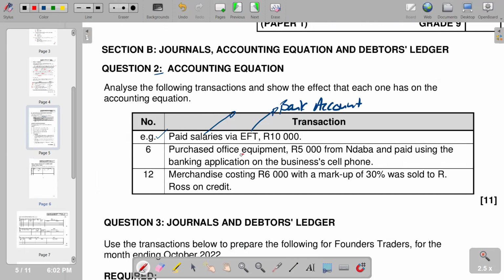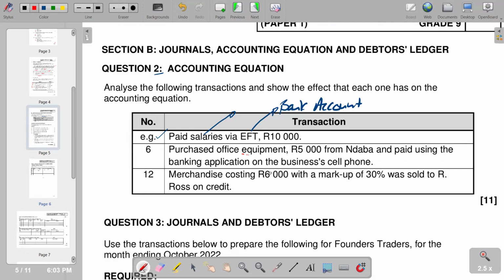Remember, when we purchase a non-current asset, we don't call that purchases. We open an account with the name of the non-current asset that we have bought. In this case, we've bought office equipment, so we open an office equipment account. The equipment was paid via the bank, since the banking application was used. So we've got the equipment account and a bank account.